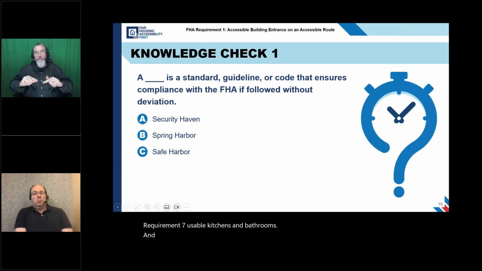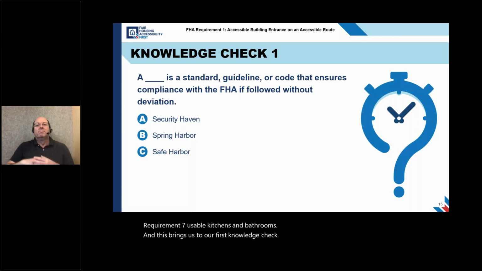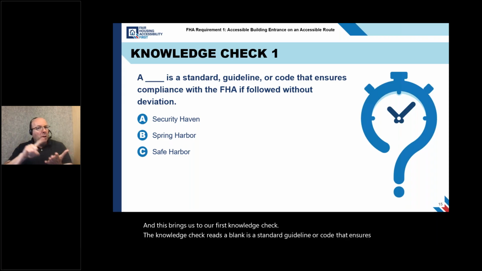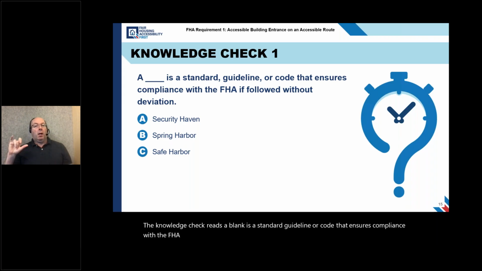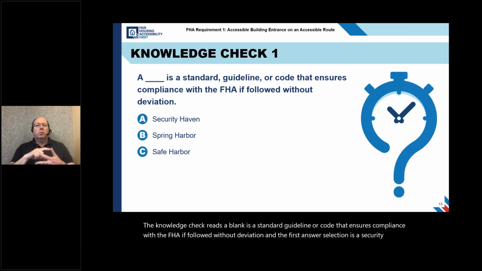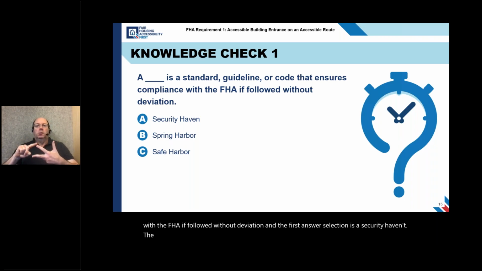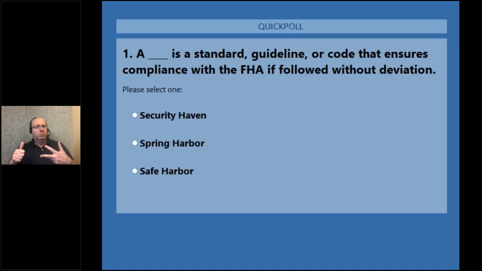And this brings us to our first knowledge check. The knowledge check reads: a blank is a standard, guideline, or code that ensures compliance with the FHA if followed without deviation. The first answer selection is a security haven. The second answer selection is a spring harbor. And the third answer selection is safe harbor. And I'll launch that knowledge check now so that you can select your answer and submit it.